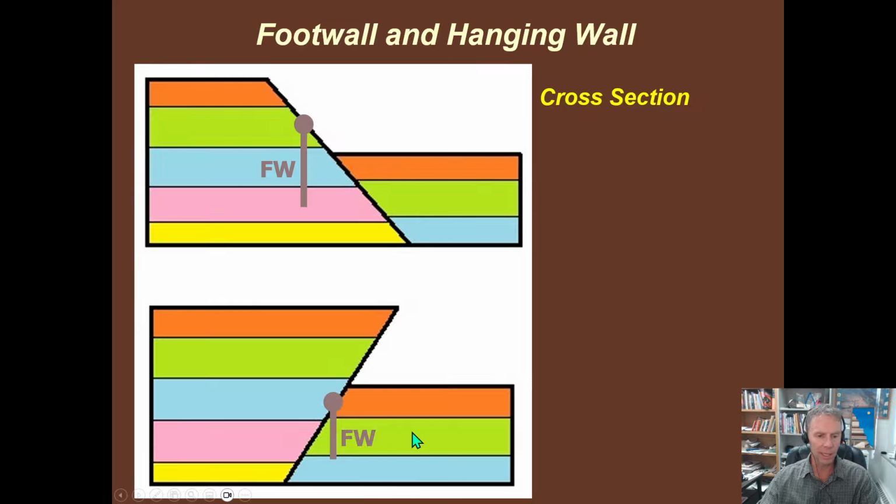So notice that even though these sort of look like similar diagrams, the fault planes are oriented differently. This one is dipping down to the right, this one's dipping down to the left, and so that makes the footwall designation a little bit different. This is the side of the fault below the fault, and this over here is the side of the fault below the fault. And that's the definition of what the footwall is.